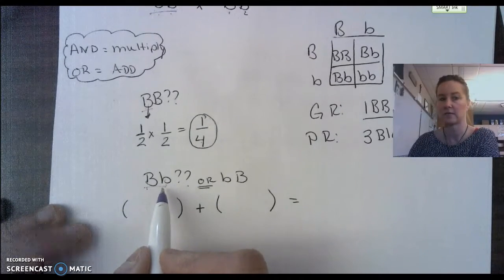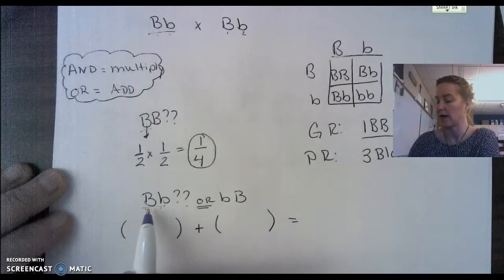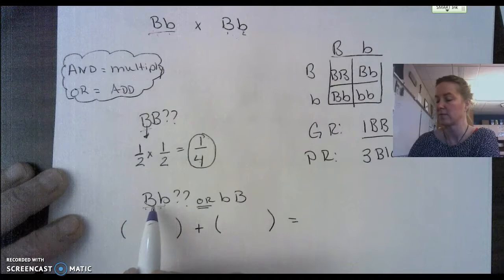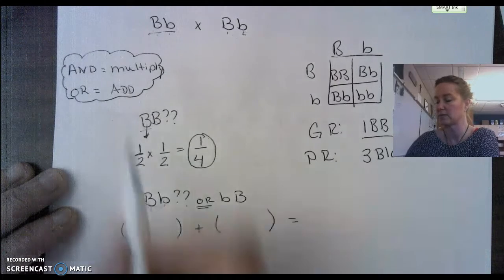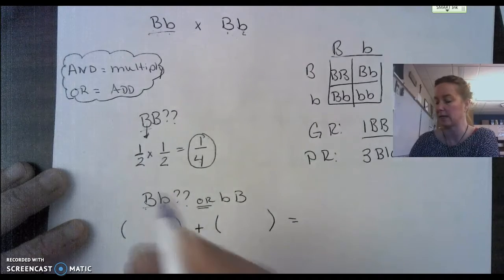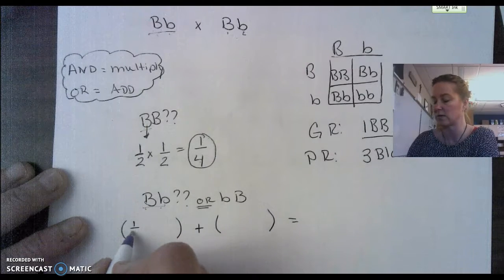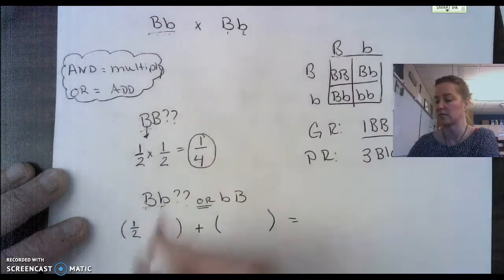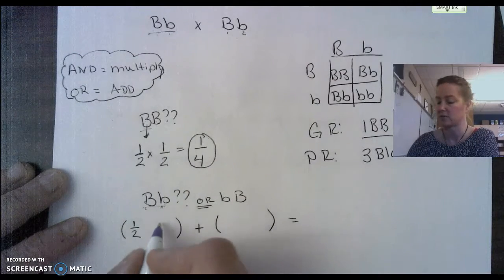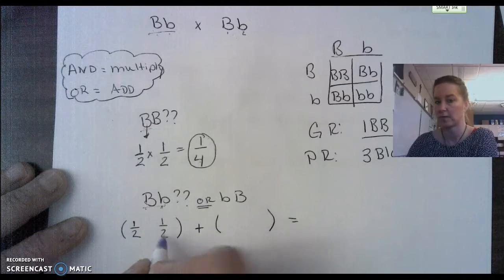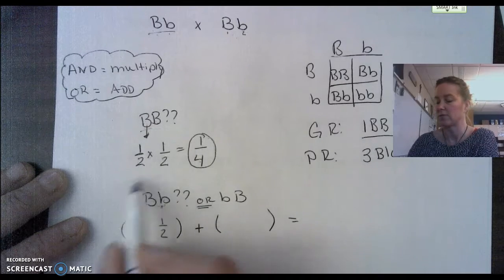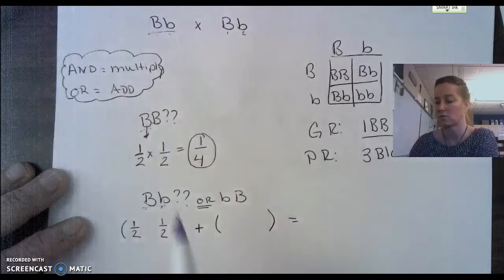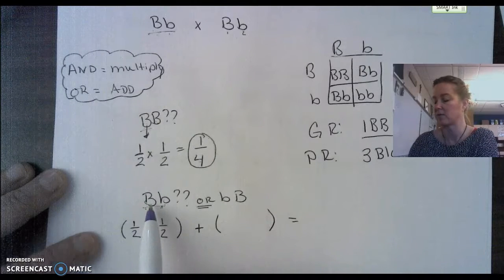So if I take a look then, there we go. I have a big B here. Okay, what is the chance that this parent here is going to give me a big B? Again, we've already established that that is 1 out of 2. Okay, what is the chance that the other parent is going to give me a little b? And that is going to be 1 out of 2 as well. Okay, so if I put it into the words and and or, I want to know what is the chance that I'm going to get a big B and a little b.